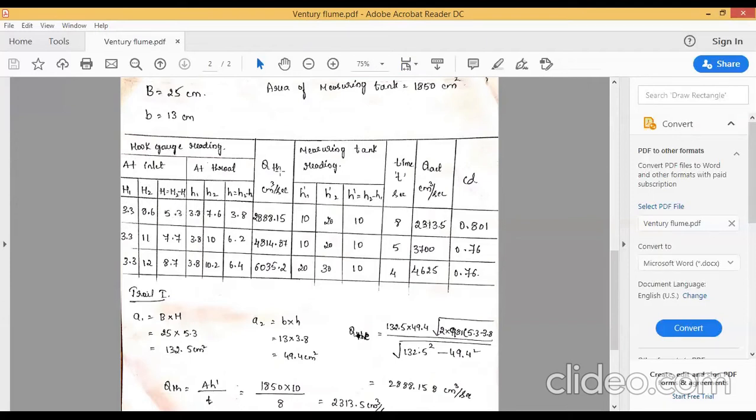Similarly, this is at the throat. Find out in the same way, find out the difference between these two and calculate Q theoretical. This is a tabular column for the measuring tank and the time taken, and this is Q actual, which you should find out making use of these values, and then you have to find out CD. So let us see this in the laboratory.